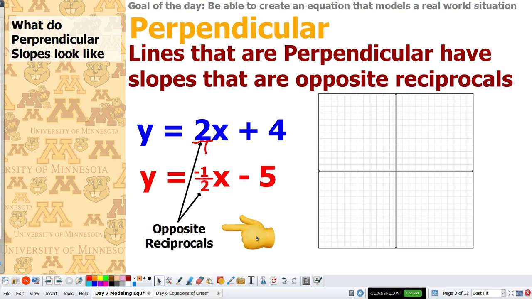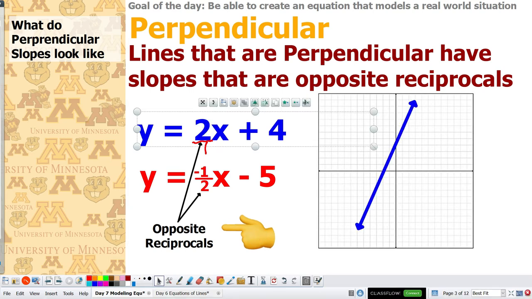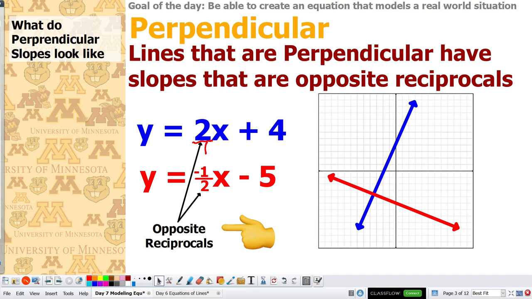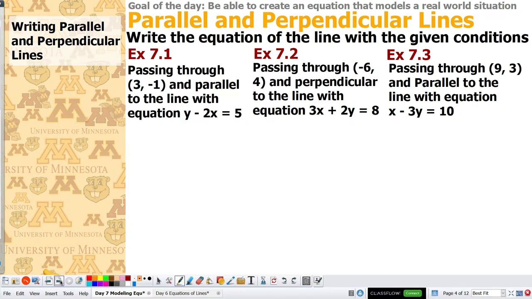So if I graph the blue one, and if I graph the red one, notice they hit at 90 degrees. That's what it means to be perpendicular. They hit at 90 degrees. And again, that's what the slopes look like of perpendicular lines. So let's do a few examples where we actually use that.